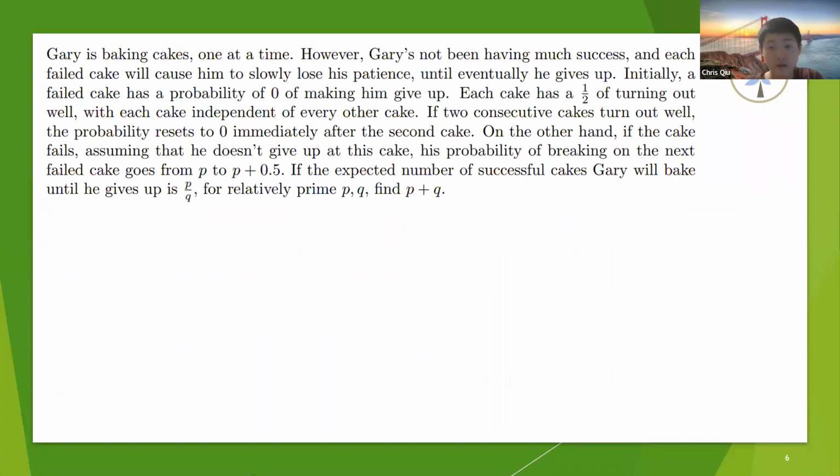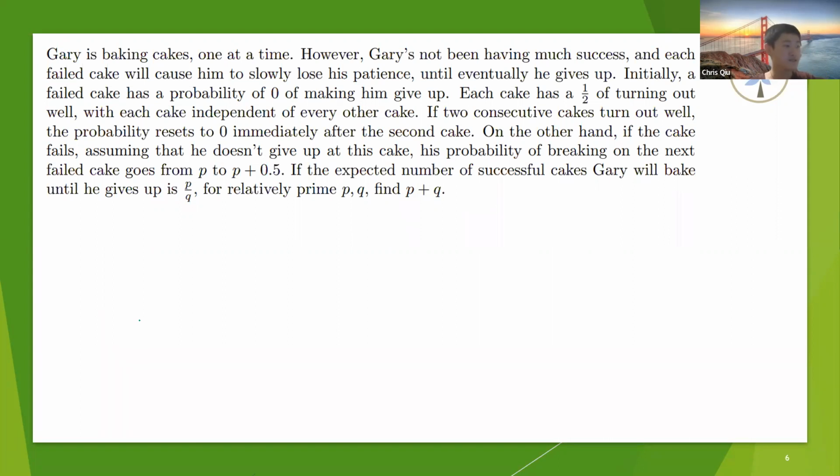This is referring to the probability that he gives up following a failed cake. And on the other hand, if the cake fails, assuming that he doesn't give up at this cake, his probability of breaking on the next failed cake goes from p to p plus 0.5. So first of all, this probability can only go up by increments of 0.5 or get reset to 0. So basically the only 3 possibilities for this probability are 0, 0.5, and 1. And the question is asking us if the expected number of successful cakes Gary will bake until he gives up is p over q. Find p plus q.